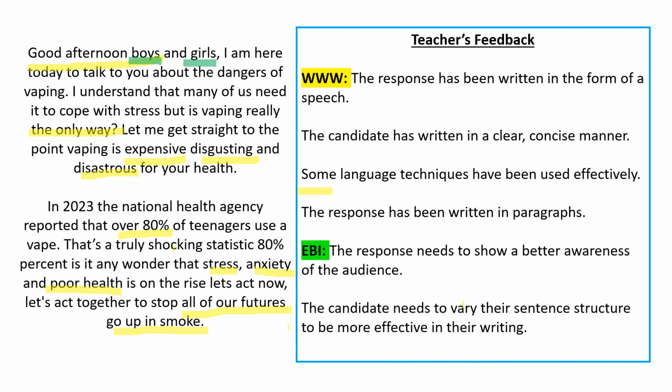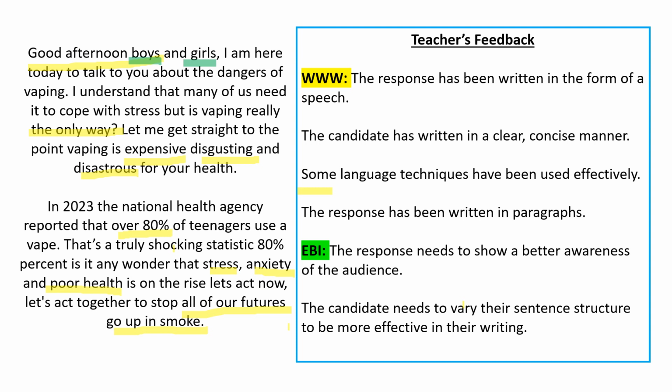The candidate needs to vary their sentence structure to be more effective in their writing. This is a really big mistake that's happening in this one. It's not necessarily going to cause them to fail at level 1, maybe not even at level 2, but it is something that needs to be addressed if you want a really good mark for your writing, or if you want to go on to GCSE.